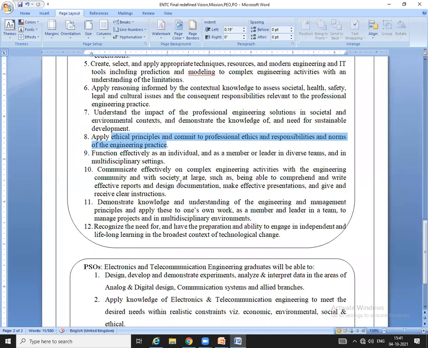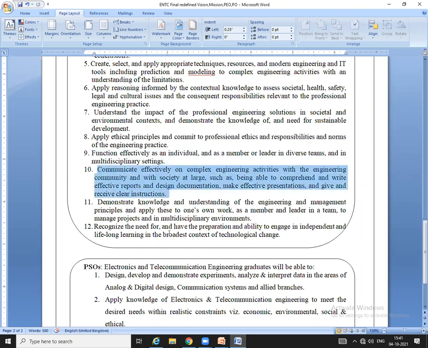Ninth, function effectively as an individual and as a member or leader in diverse teams and in a multidisciplinary setting. Everyone has the quality to work as an individual, in a team, or as a leader. You are supposed to find out which quality is there in you, and accordingly you are supposed to work ahead.